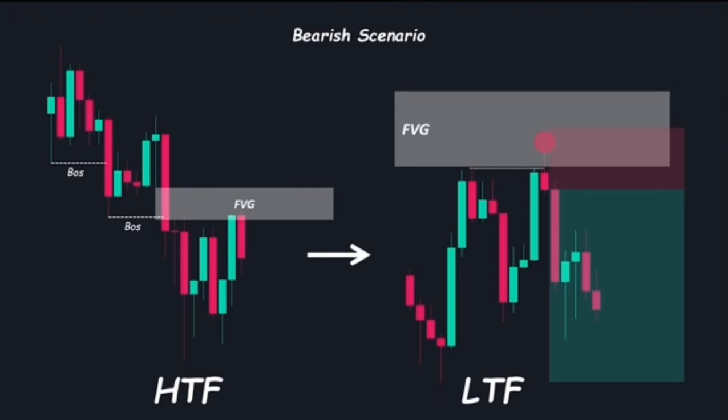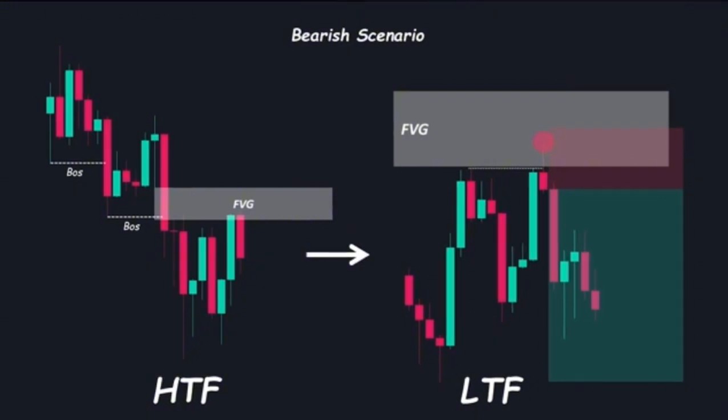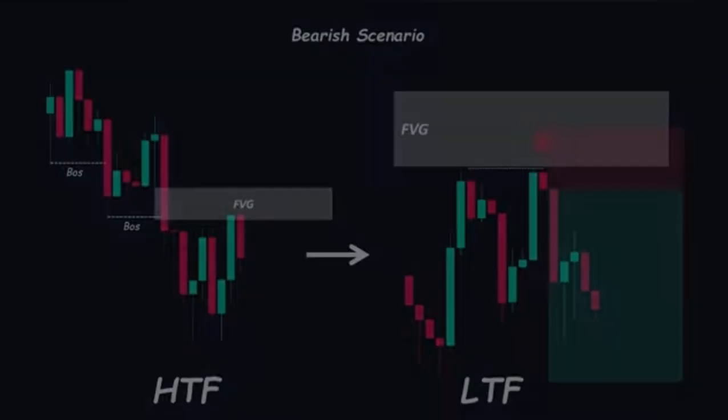With all that being said, make sure to use proper risk management to protect your capital. Stick to your plan and avoid emotional decisions. This strategy works best in trending markets, not in choppy conditions. Keep learning and reviewing your trades to improve over time. Now let's move on to the next trading strategy.